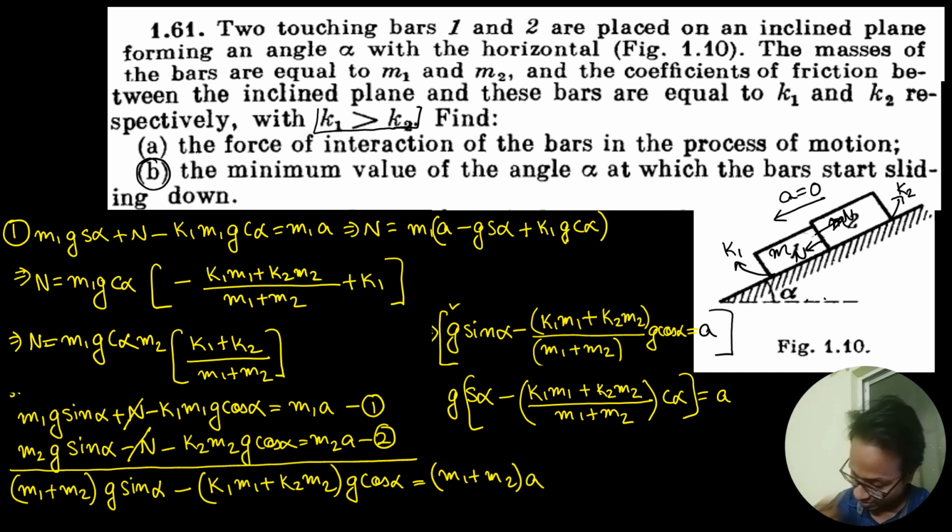Or, I'm rearranging this term to be m1 m2 g cos alpha. So the value of the normal reaction force that is acting between the two bodies, when the bodies are joined together, is equal to m1 into m2 into g into cos alpha into (k1 plus k2) divided by (m1 plus m2).